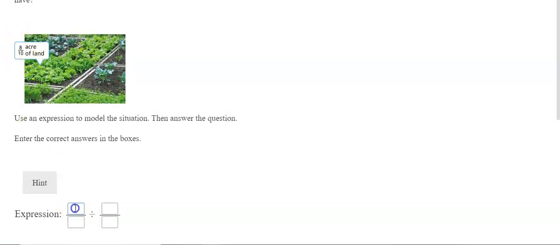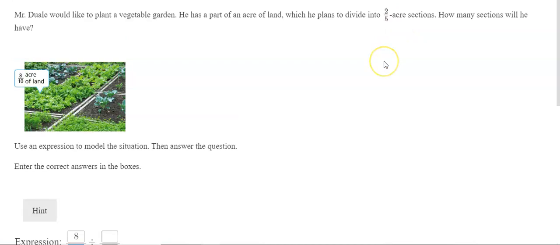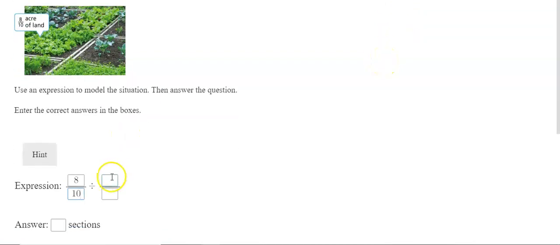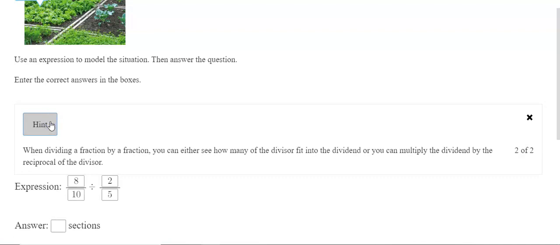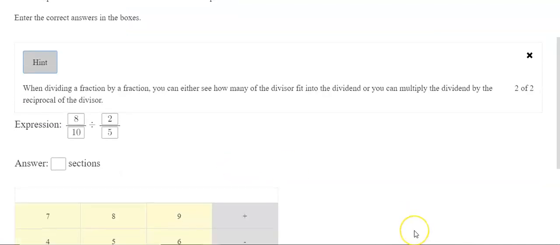He has 8/10. So we're going to do 8 over 10 because that's the whole section. And then we're dividing into 2/5. So we're going to do 8/10 divided by 2 over 5. Let's look at our hint. So you're dividing the size of the land by the size of the sections. That's what we just did. And now let's actually solve our problem.